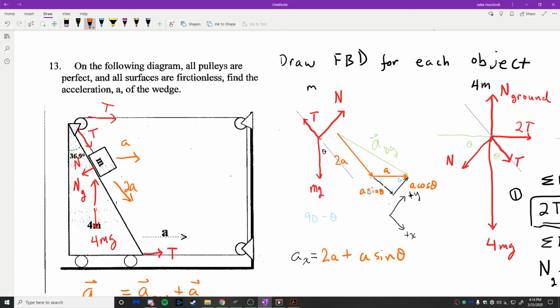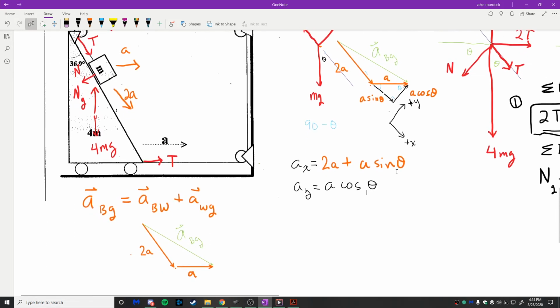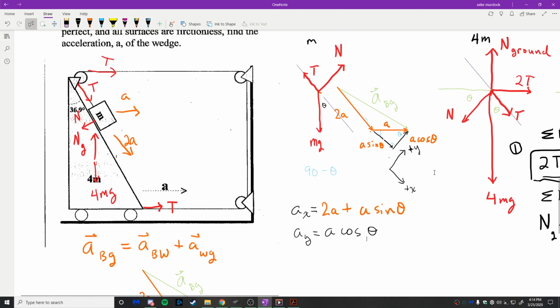And then in the y direction, ay is just going to be that vector right there, which I said was a cos theta. And now we can do things with this. Does that make sense to you guys? That figure there?